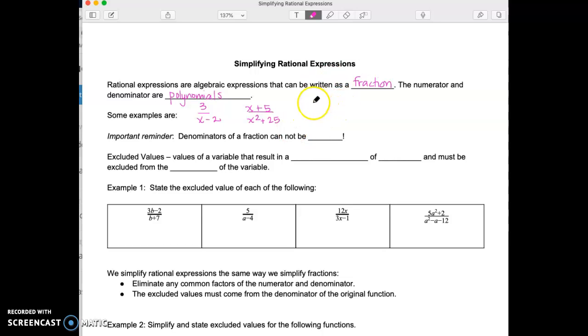But again, the big focus is that we should have some kind of polynomial in the denominator as we're working. Now, an important reminder is that denominators of a fraction cannot be 0. It's mathematically undefined to divide by 0. So we have to exclude or leave out numbers that we would plug in for x that would cause the denominator to be equal to 0.